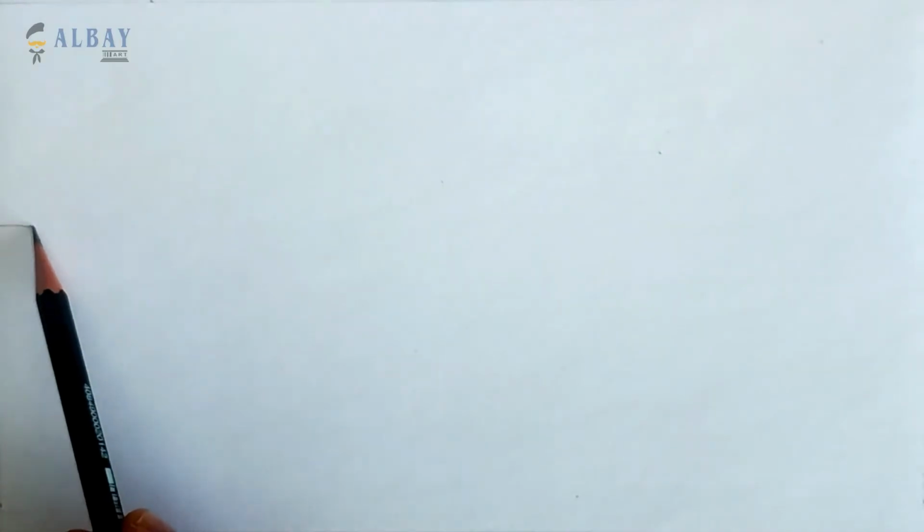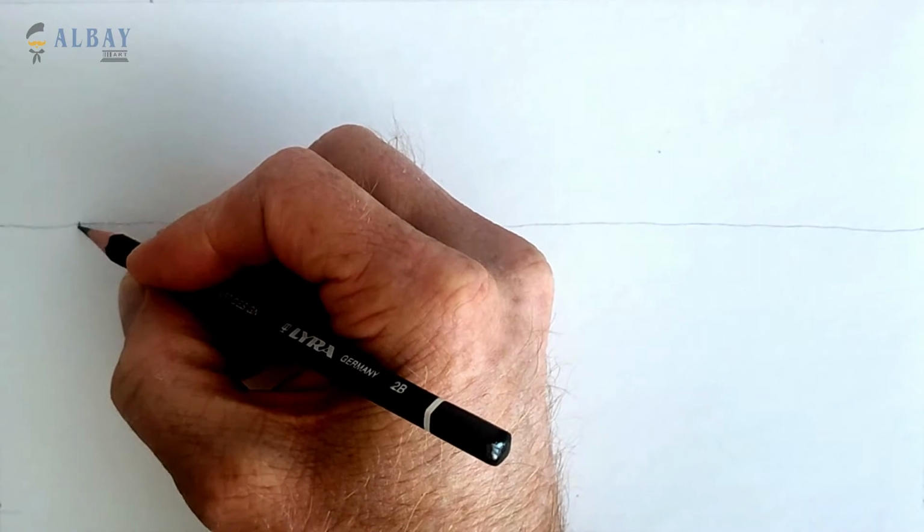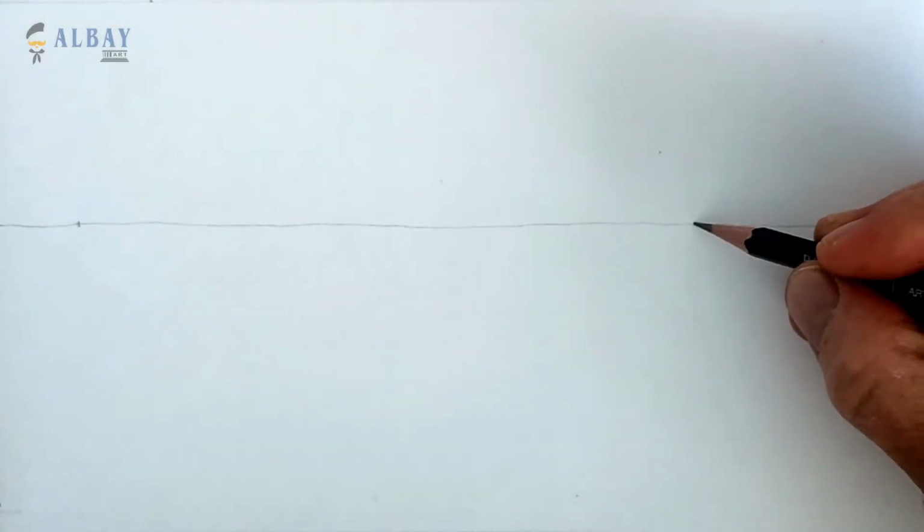I'll start by drawing the horizon line. The horizon line should be drawn parallel to the top and bottom edges of the paper. Since I'll be using two-point perspective, I'll mark two vanishing points right on the horizon line.